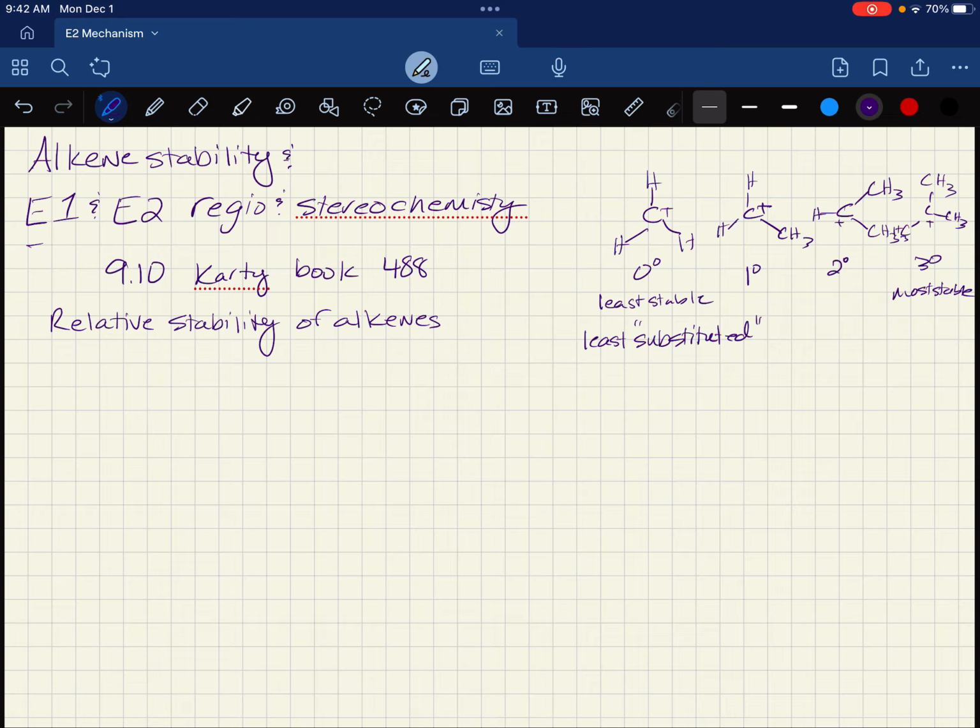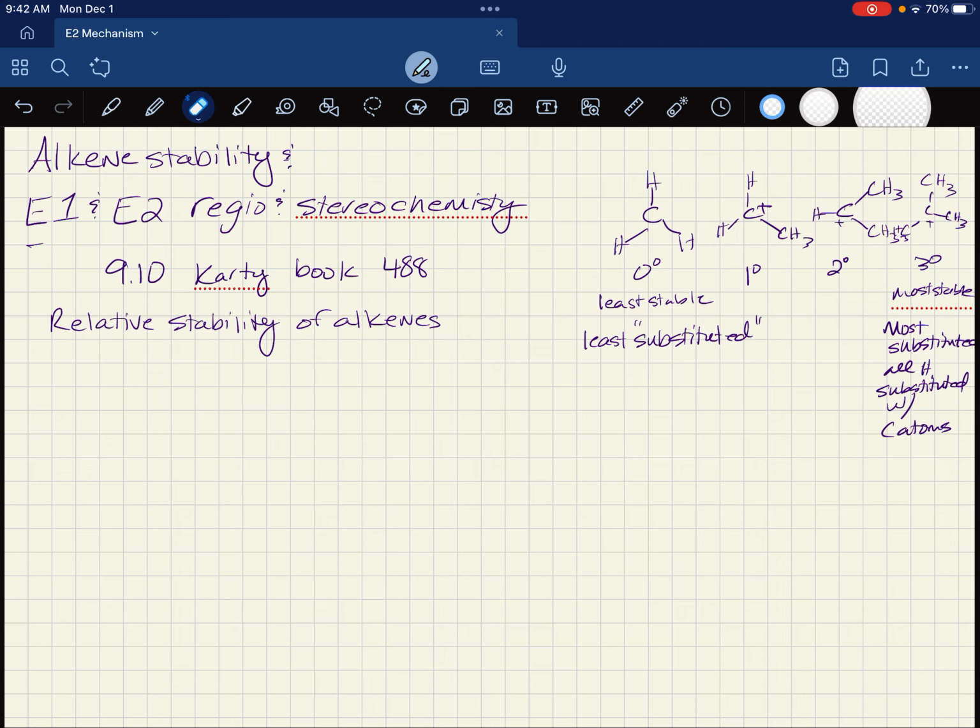And by substituted, I mean that there are, well, in this case, no carbon atoms substituted for hydrogen atoms. This is the most substituted, with all of the potential hydrogen atoms being substituted with carbon atoms. Okay, and this follows the same pattern for radicals. So, for example, if these were radicals instead of carbocations, we would have 1 unpaired electron on each of these. And the tertiary would be the most stable, and the methyl would be the least stable.